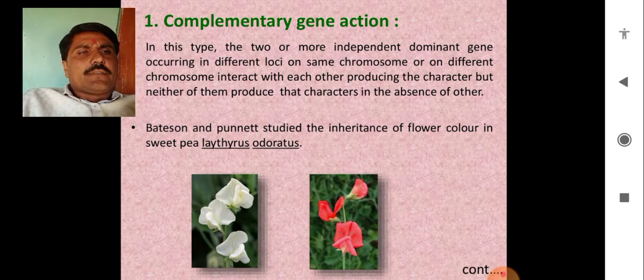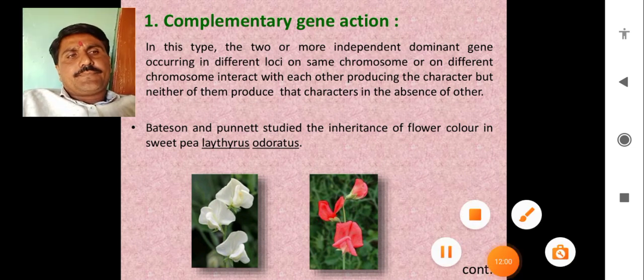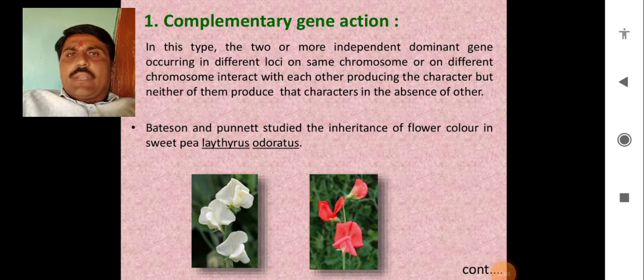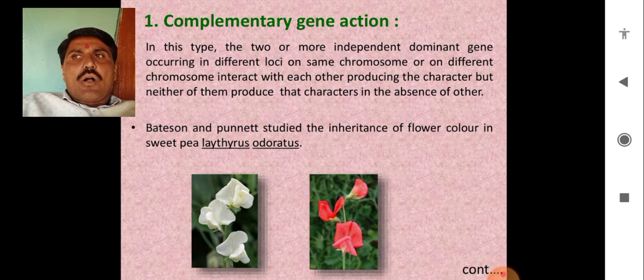Bateson and Punnett studied the inheritance of flower color in sweet pea, Lathyrus odoratus. So, friends, we repeat the phenomenon of complementary gene action: two or more independent dominant genes occurring in different loci on the same chromosome or on different chromosomes interact with each other producing the character. But neither of them produces that character in the absence of the other.